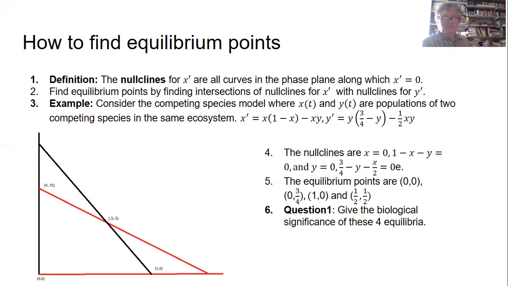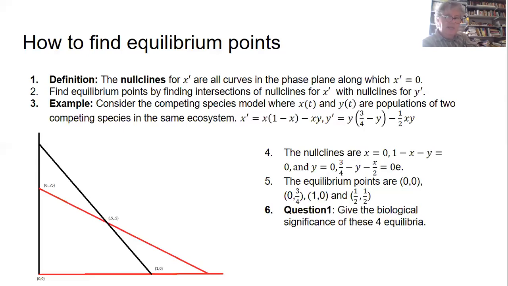So here are some equations for it. And so we look for the nullclines. If we look for the x nullclines, we see we can factor out an x from that equation. So one nullcline is x equals zero. And what's left behind is one minus x minus y. So that's the other nullcline. And for the y nullclines, again, we can factor out a y. So we've got y equals zero. And then again, we've got a straight line.